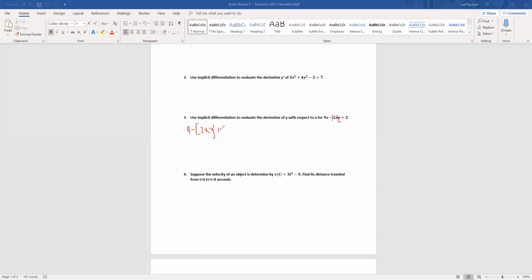Then I have to add to that the second function, which is y, times the derivative of the first function, and the derivative of 2x is 2. And I'll just slide that in right here in the front.